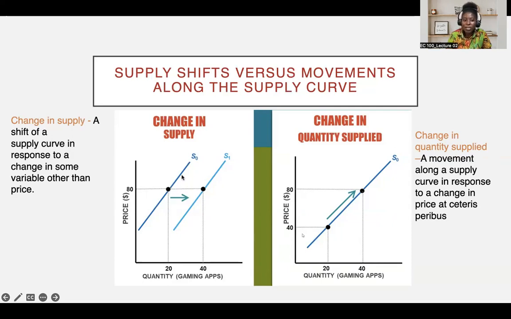But when there is a shift, a whole curve moves from one to another, this is where we say change in supply. This is when quantity supplied changes because of changes in other factors, while price is still the same, okay? So at the same price, where you were supplying 20 units, you are now supplying 80 units.